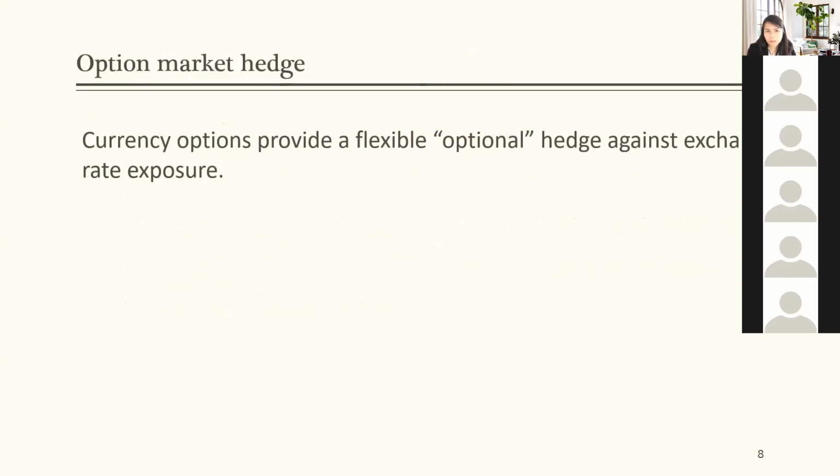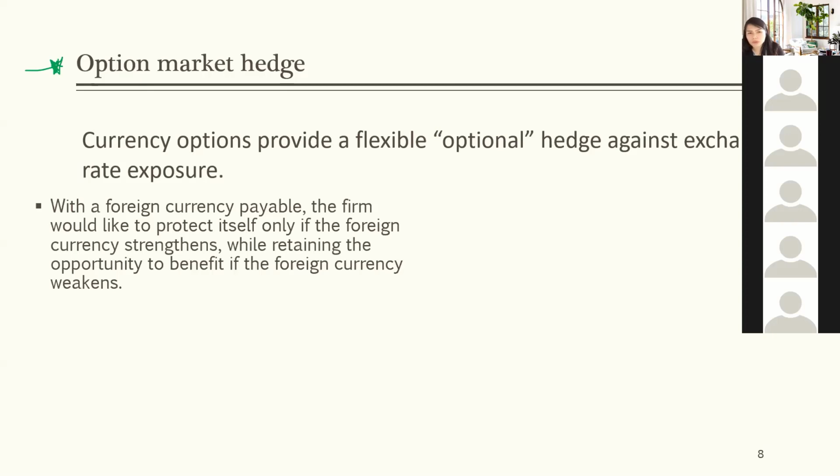All right, another important financial hedging instrument is option hedge. This is quite relevant to your assignment. In your assignment, you need to use either a forward or an option contract to hedge. In contrast to the previous two hedging instruments, option hedge provides you with a flexible alternative to manage exchange rate risk.